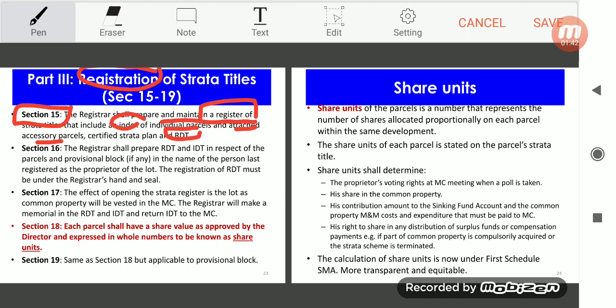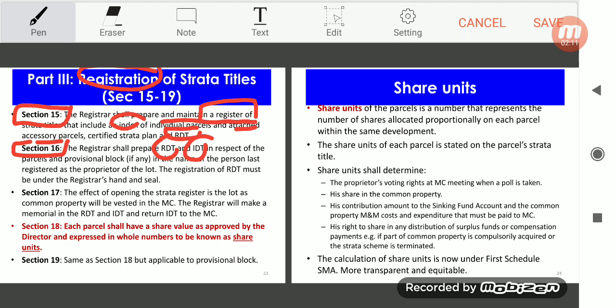Then we go to the next section, section 16. Section 16 is about how there must be 2 copies of the strata title. The registrar shall prepare RDT and IDT. Okay, so 2 copies. This is similar to the land titles that we learn under the National Land Code. The concept is similar, which is the Torrens system. So there are 2 copies, RDT and IDT. RDT is kept at the PTG. IDT is kept by the proprietor.